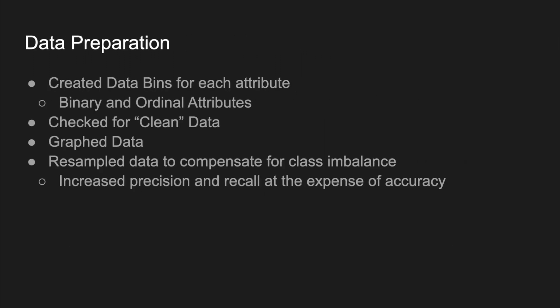When it came to the data preparation for our data set, the first thing we had to do was create bins for each of our attributes. We had two different types of attributes: binary and ordinal. For the binary, it was pretty simple, just yes or no bins. For the ordinal, it got a little more complex.